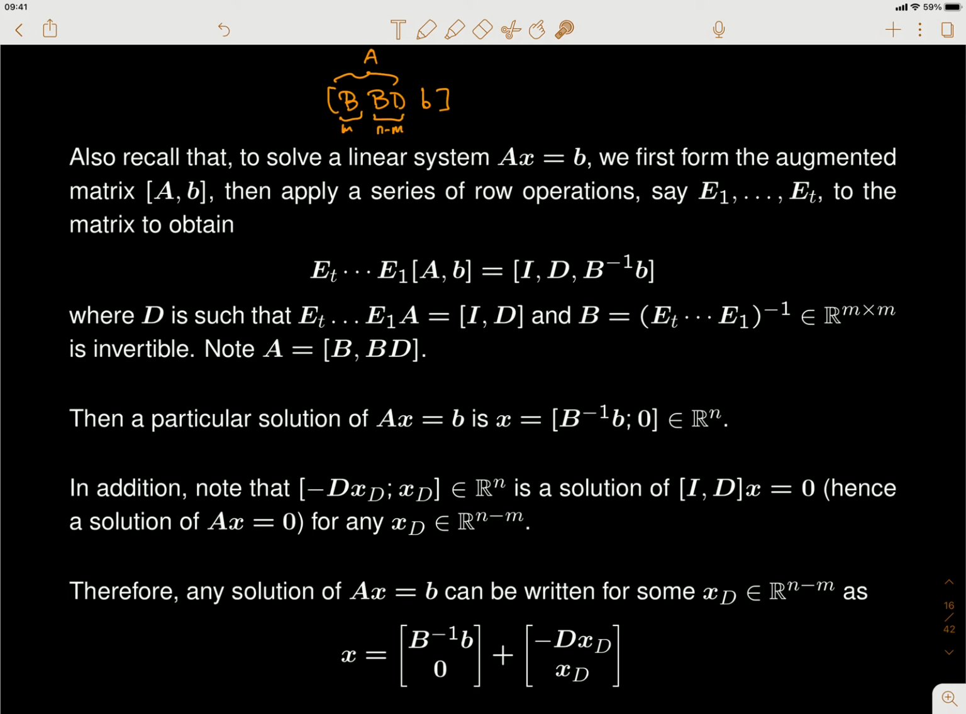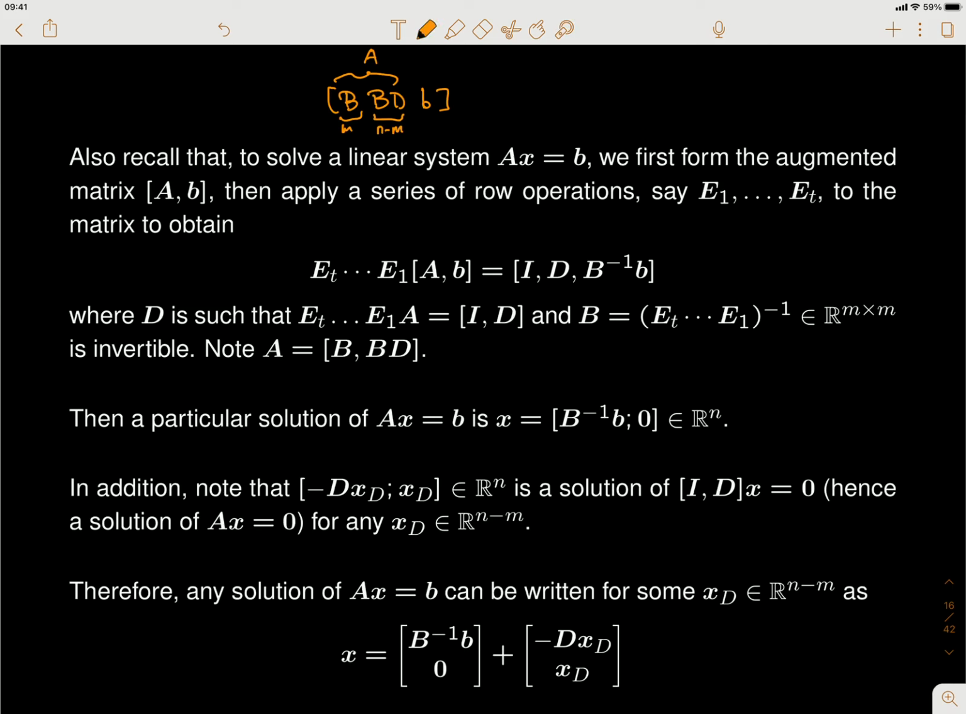Okay, so if we apply this B inverse here, the original augmented matrix becomes this. Right? Because this first one is B inverse times B, that's just identity. The B inverse times BD, that's just D here. And the B inverse times the vector b will be this. Okay, and then we can get a solution for the linear system very easily. The system is just this. Right? This is something we have seen before. So when you multiply the A to this, it will be equal to b.